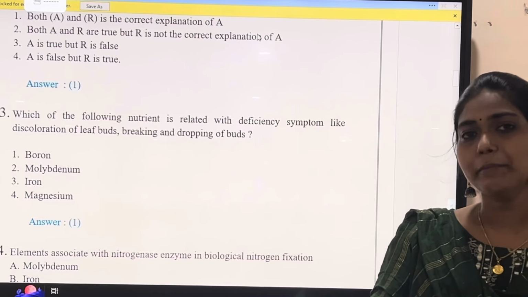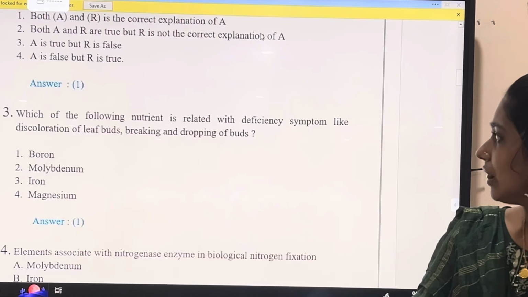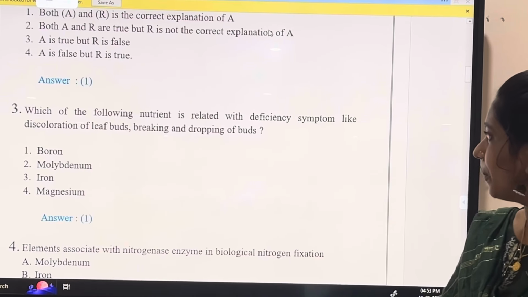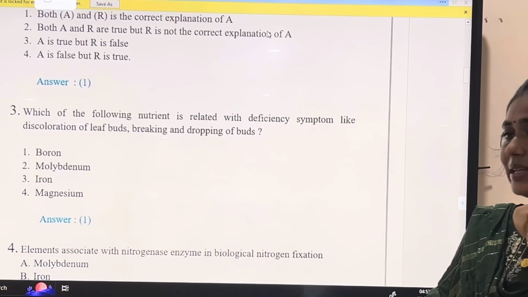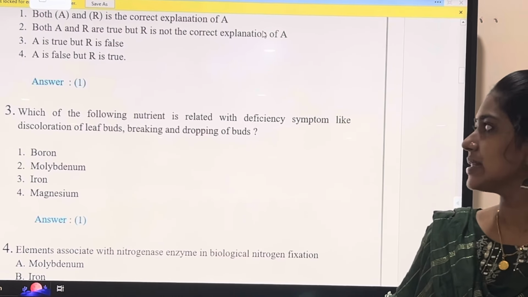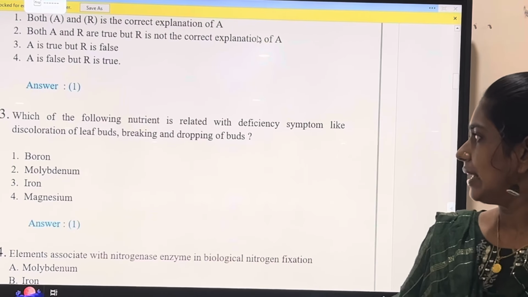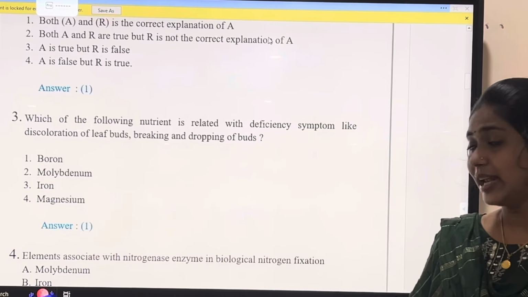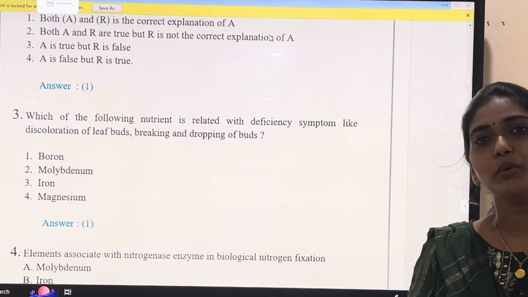Not only deficiency but also toxicity has been asked. So here in this case, all these symptoms, like the discoloration of the leaf bud, the breaking and the drooping of buds, are due to boron deficiency. And boron, as it is slowly mobile in plants, will be shown in the young tissues. So different questions used to be asked, like Pahala blight of oats, grey speck in oats, Pahala blight in sugarcane. All these are due to magnesium deficiency.